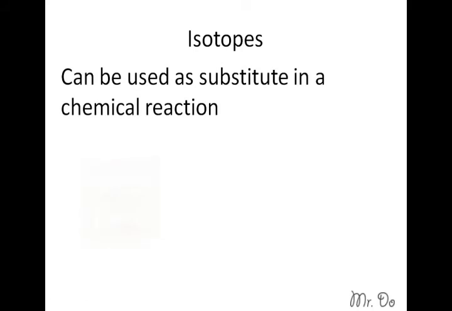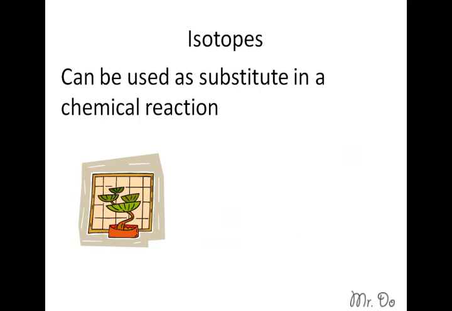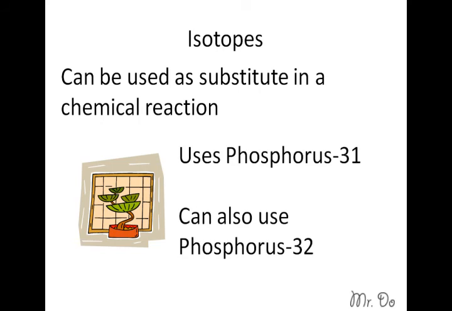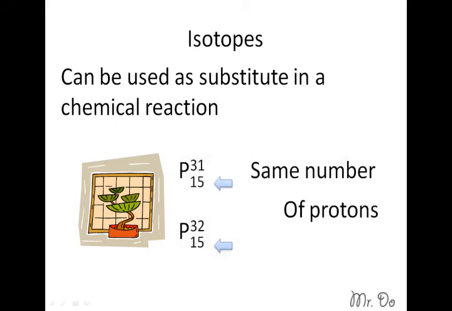Isotopes can be used as a substitute in a chemical reaction. For example, if a plant uses phosphorus-31, we can replace it with phosphorus-32, and the plant can use it just as well. Since both of them are phosphorus, same number of protons, they can be used by the plants.